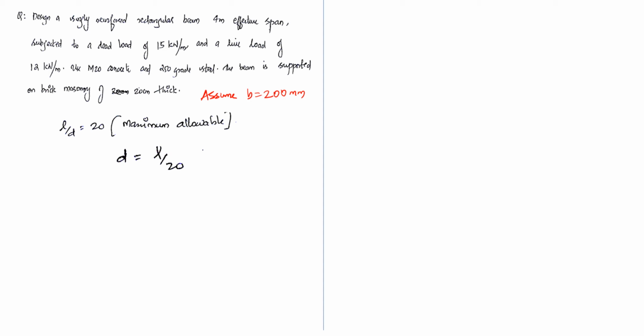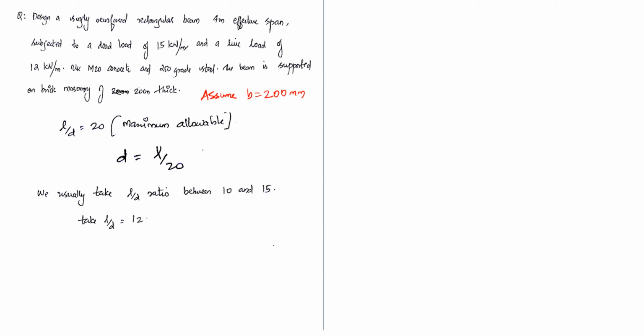But for a beam we will usually take between 10 and 15. So here I'll assume an L by D ratio of 12. So considering the practical aspects, we will take between 10 and 15. The maximum allowable L by D ratio is 20, based on IS 456 and the deflection criteria. But as a practical consideration, we will go from 10 to 15, and I will take an L by D ratio of 12.